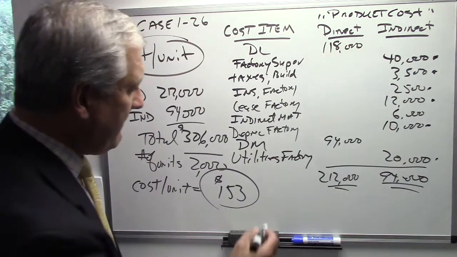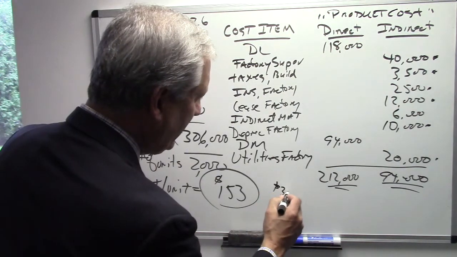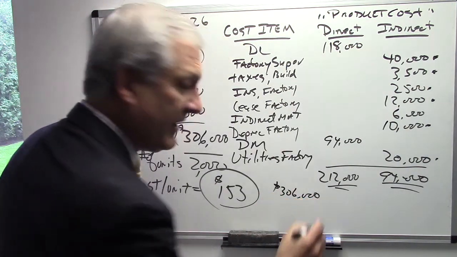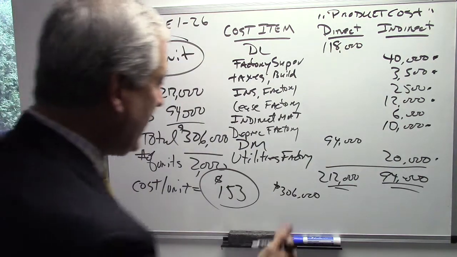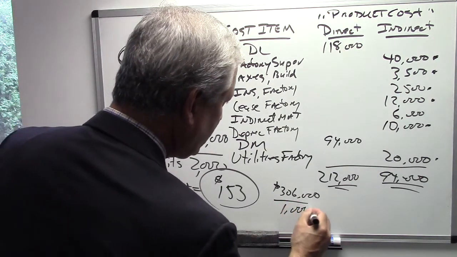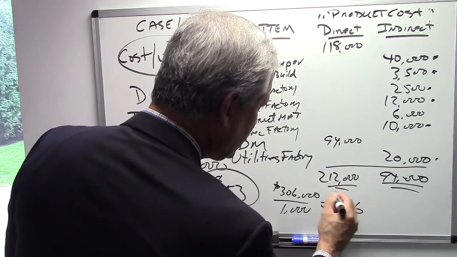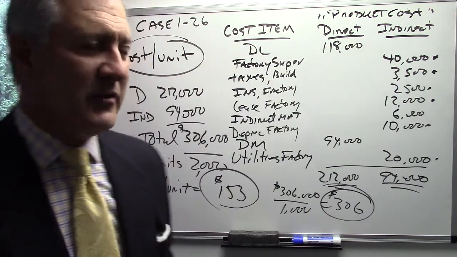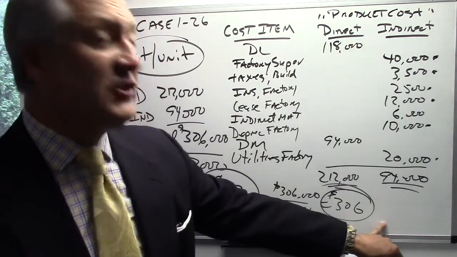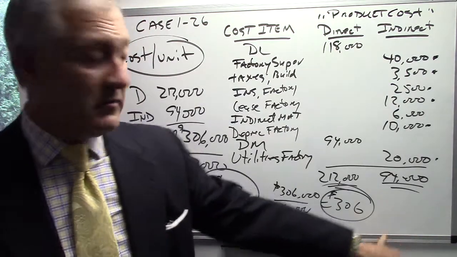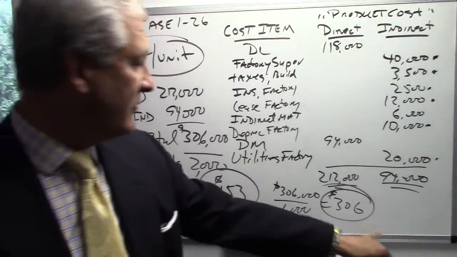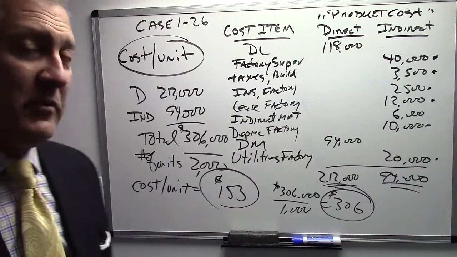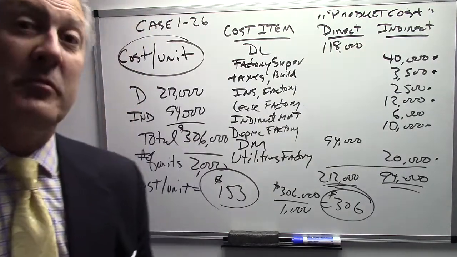And we can see that. Do some quick math, right? $306,000. I don't know if you can see that. I hope you can. Divided by what? 1,000 units equals 306. So if they're only going to produce 1,000 units, then the cost per unit jumps. It doubles, right? Because it was 2,000, now it's 1,000. Cost per unit is $306. So the cost per unit goes up.